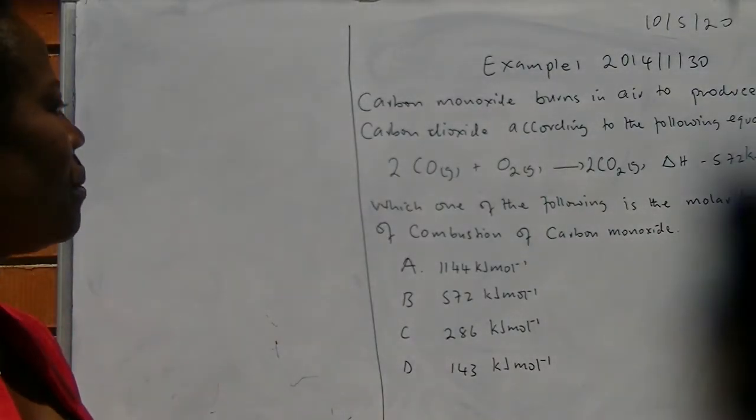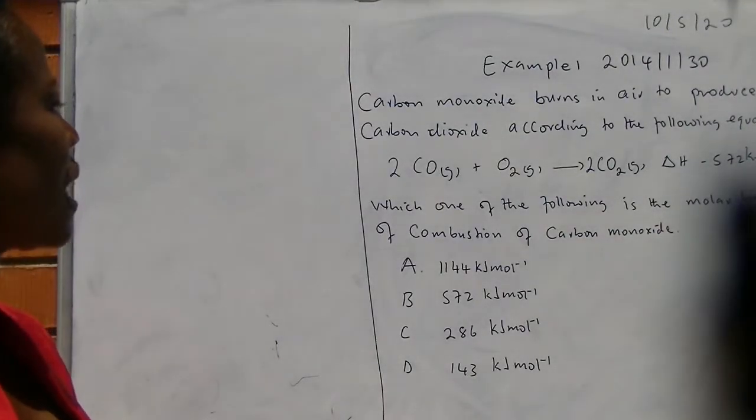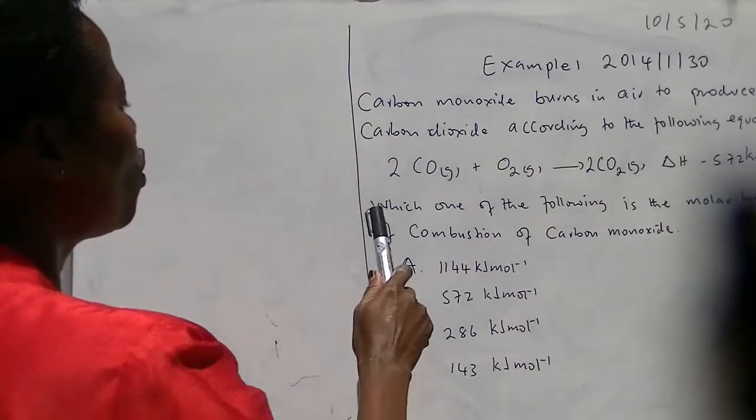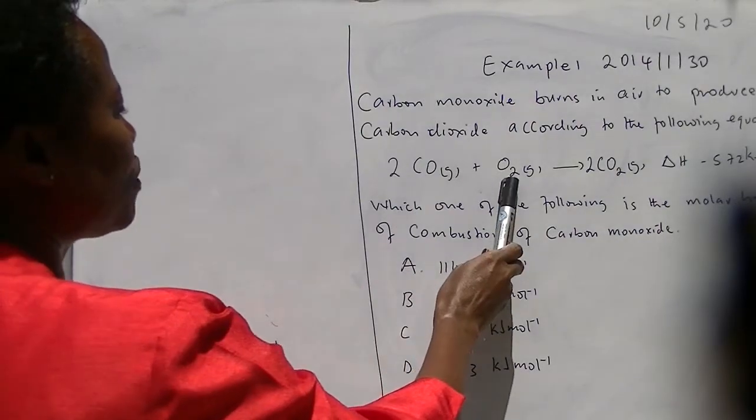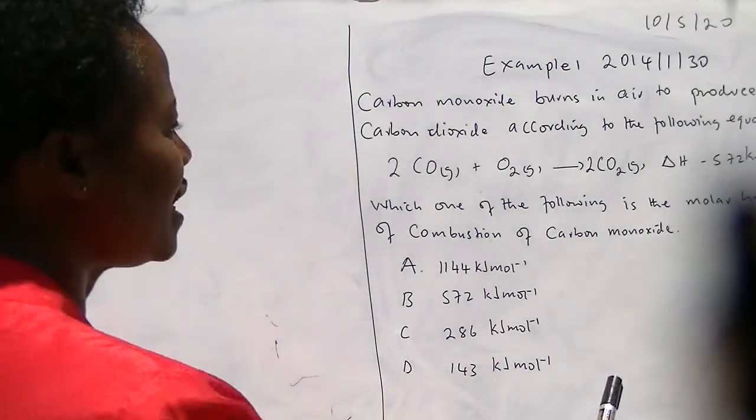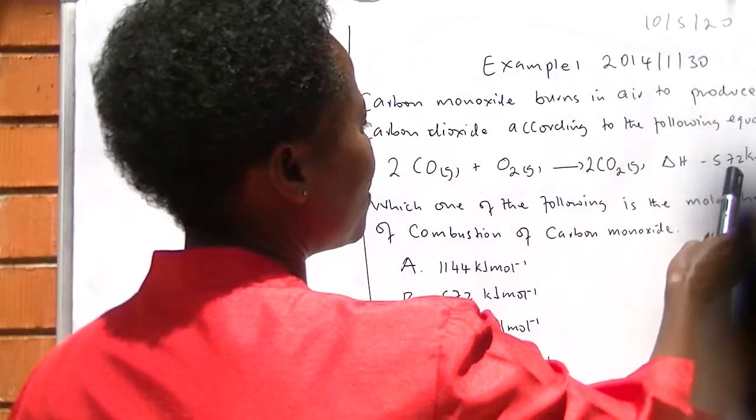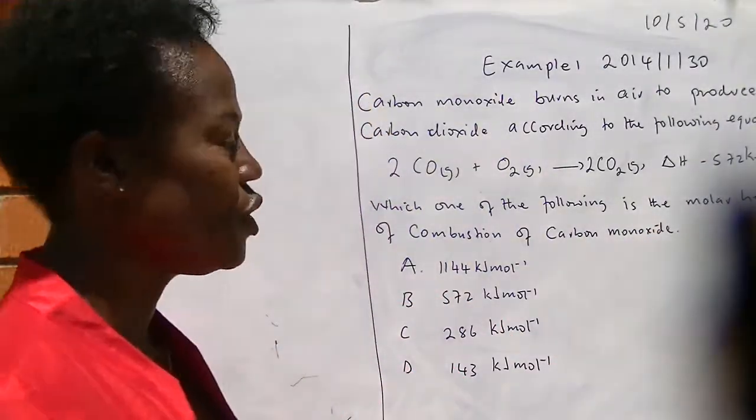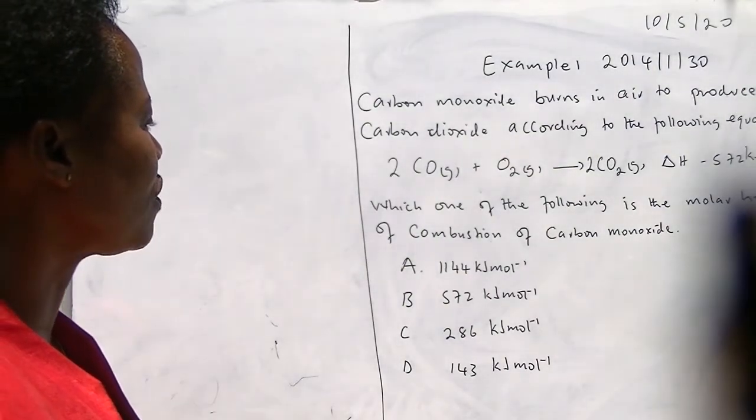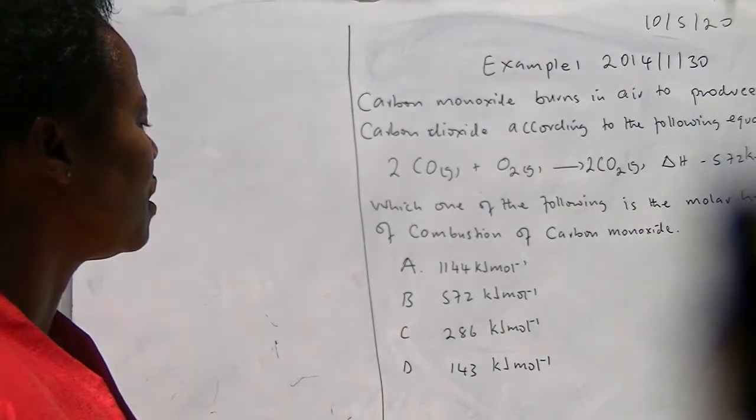Carbon monoxide burns in air to produce carbon dioxide according to the following equation: 2 moles of carbon monoxide plus oxygen produce 2 moles of carbon dioxide, and the heat change is negative 572 kilojoules. Which one of the following is the molar heat of combustion of carbon monoxide?